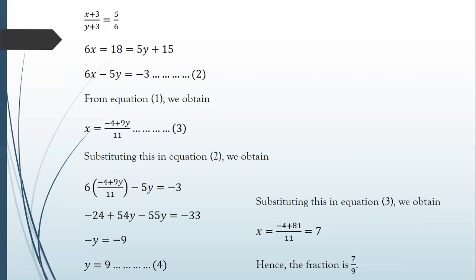Don't stop there. We have to find the fraction, so numerator by denominator form. The fraction is 7 by 9. The last step is very important. Okay, don't forget to write that.